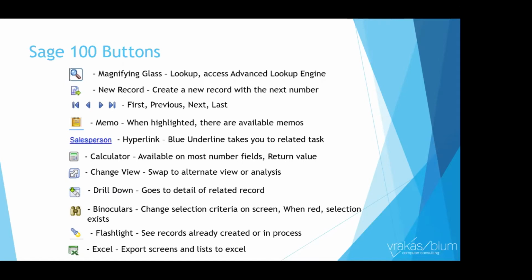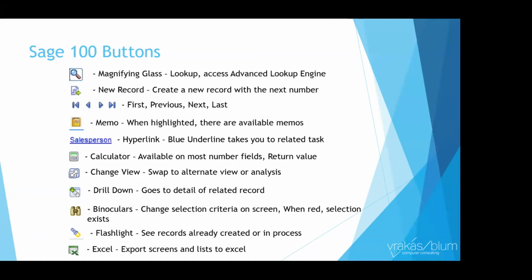Our calculator button is going to be available on most number fields. So if you're in cash receipts, for example, and you're putting in the balance for a customer, you can click the calculator button, punch in the different numbers that you want to add up, maybe. And then if you hit the return key, it will actually return the value in the calculator to the field that you're calculating in. So that's kind of a cool one.